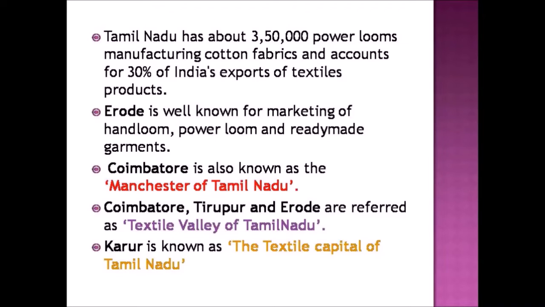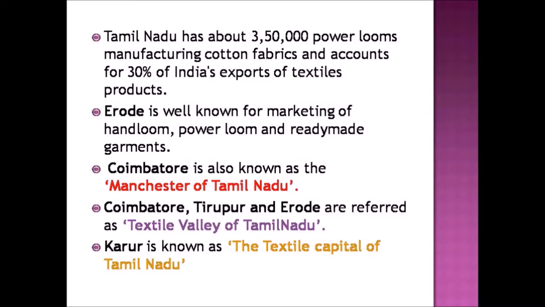Tamil Nadu has about 350,000 power looms manufacturing cotton fabrics and accounts for 30% of India's export of textile products. So Tamil Nadu alone exports about 30% of India's textile products. The three districts, Coimbatore, Tirupur and Erode, contribute a major share to the state's economy through textiles. So therefore, these three districts are referred to as the Textile Valley of Tamil Nadu.